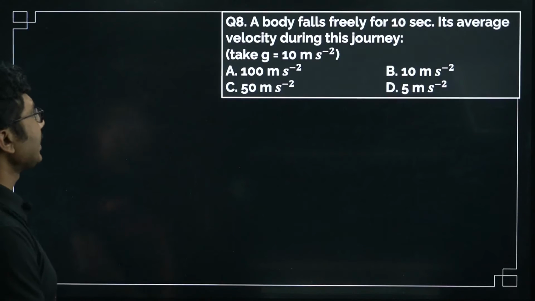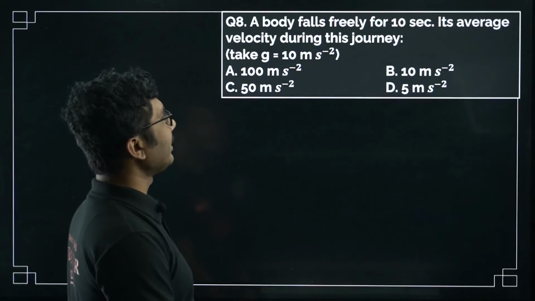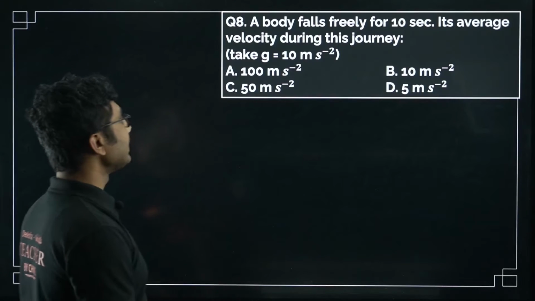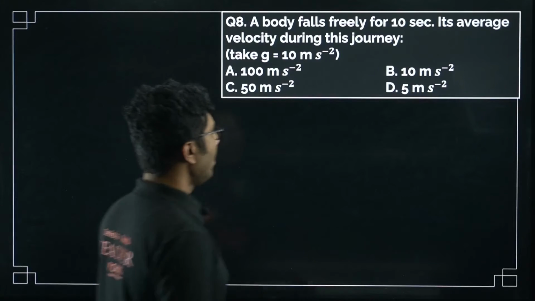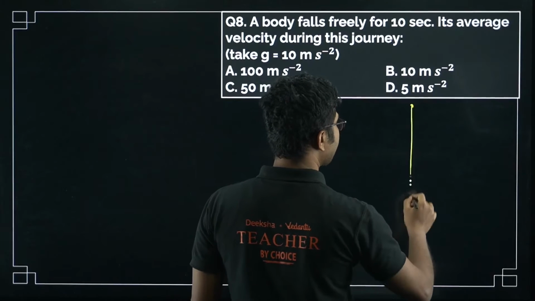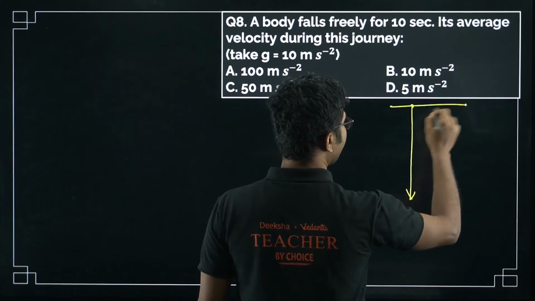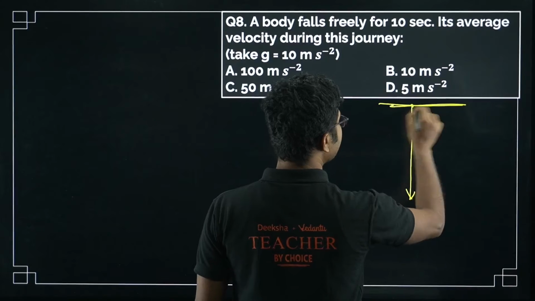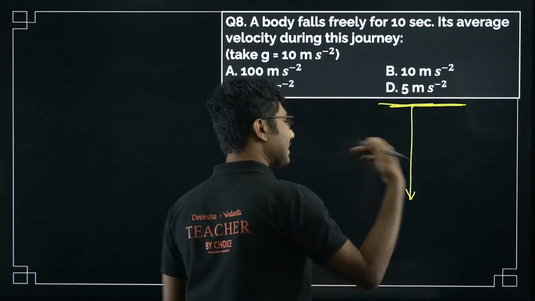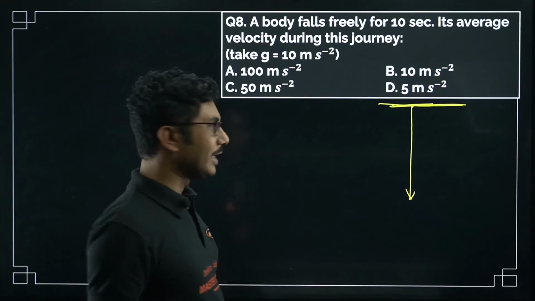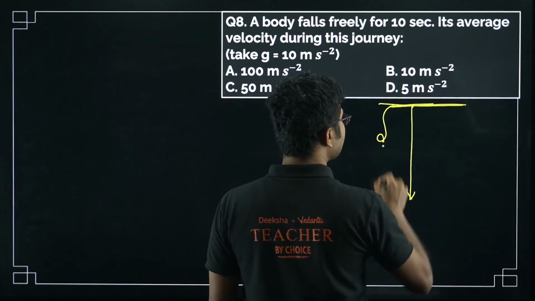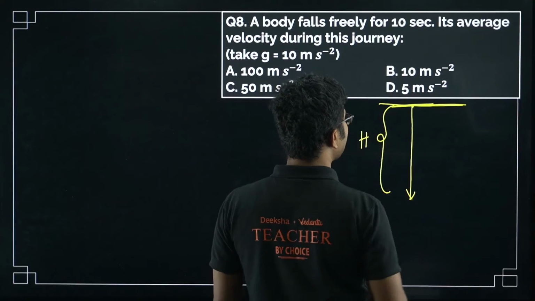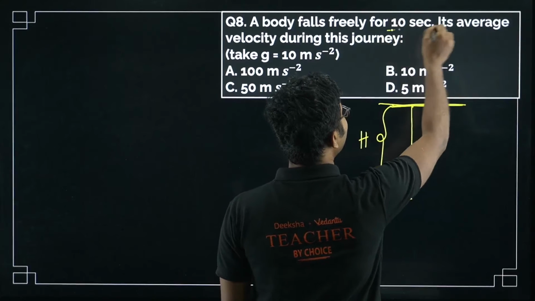Now next question. A body falls freely for 10 seconds. Its average velocity during its journey. So it falls for 10 seconds starting from 0, right? What is the starting velocity? Starting velocity is 0. Velocity is not important anyway. We are trying to find the displacement h, and time is already given, 10 seconds.